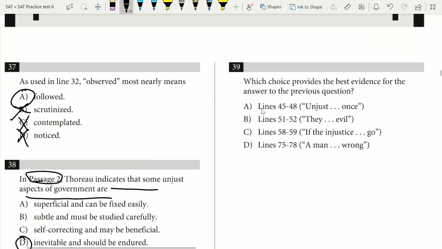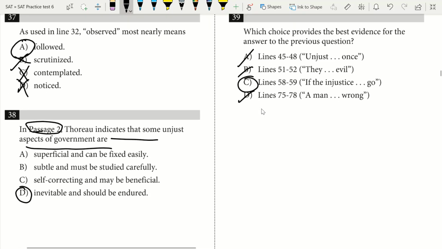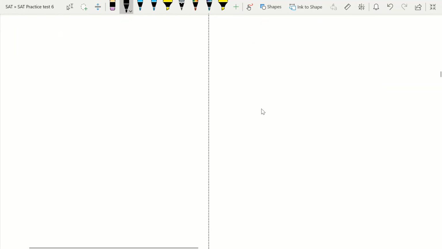I see I have that, so 39 will be my answer, C. Okay, so I've got C for 39. As far as why A through C on 38 are wrong, Thoreau isn't indicating that some unjust aspects of government can be easily fixed. In fact, he acknowledges that they're kind of hard to fix sometimes. B, subtle and must be studied carefully. He pretty much doesn't argue for studying them carefully. He argues for disobeying them if you think they're immoral. That's simple. C, self-correcting. He never says that they're self-correcting. He never says that they may be beneficial. So C is wrong as well.